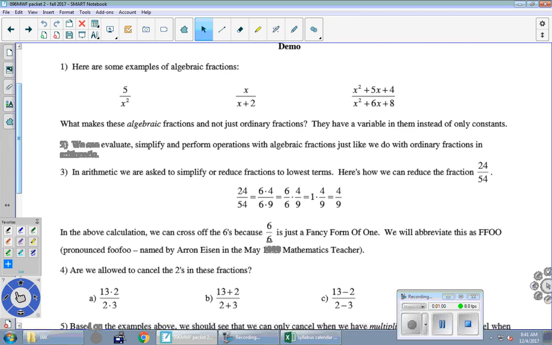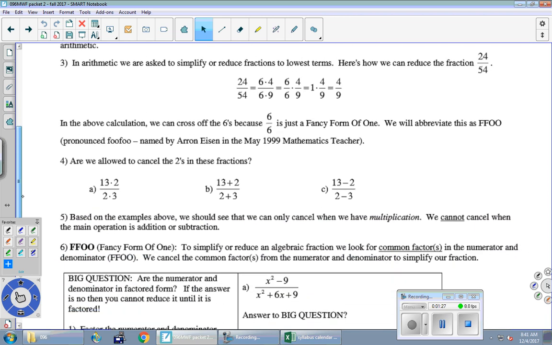All of those things are fractions clearly, but what makes them algebraic fractions as opposed to ordinary fractions is that they include variables, right? It's not just number over number, it's fractions involving variables. And so that's why we call them algebraic fractions. Okay, so it turns out we can do lots of things with algebraic fractions in the same way that we can do things with ordinary fractions involving numbers. So we are going to evaluate, simplify, and perform operations.